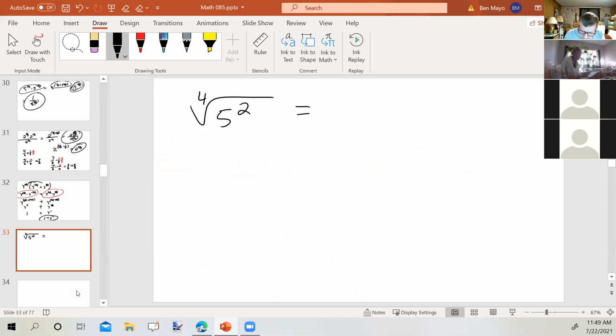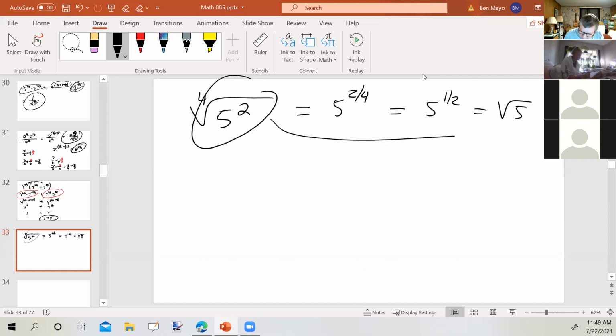So the 4th root of 5 squared would be 5 to the 2/4 power. The power's on top, the index or the root's on the bottom. But this could be simplified down to 5 to the 1/2 power, because 2/4 reduces to 1/2. But that's just the square root of 5. So this becomes that.